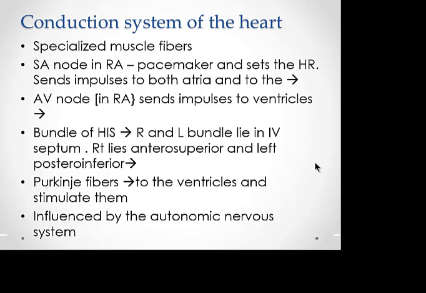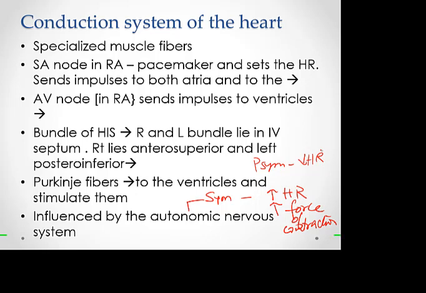But the heart is also influenced by the autonomic nervous system. So in the autonomic nervous system, the sympathetic system will increase the heart rate and it will increase the force of contraction of the heart muscle. The parasympathetic system only acts on the heart rate. It decreases the heart rate. It will do the opposite. So sympathetic system increases heart rate and increases force of contraction. Parasympathetic system decreases the heart rate.